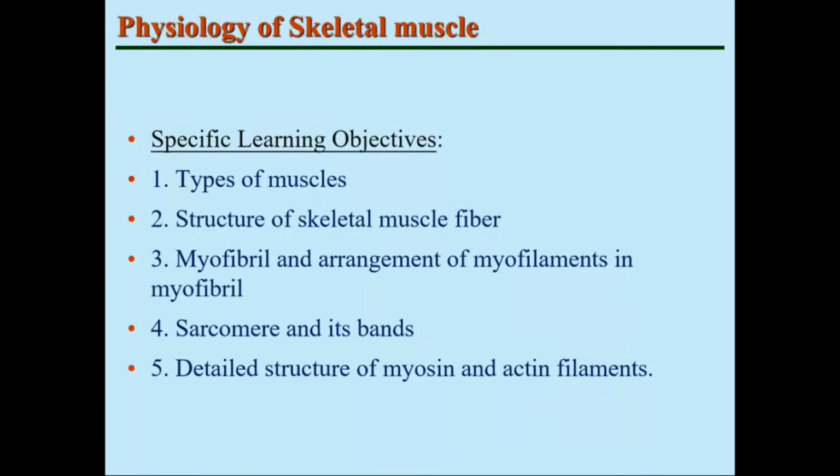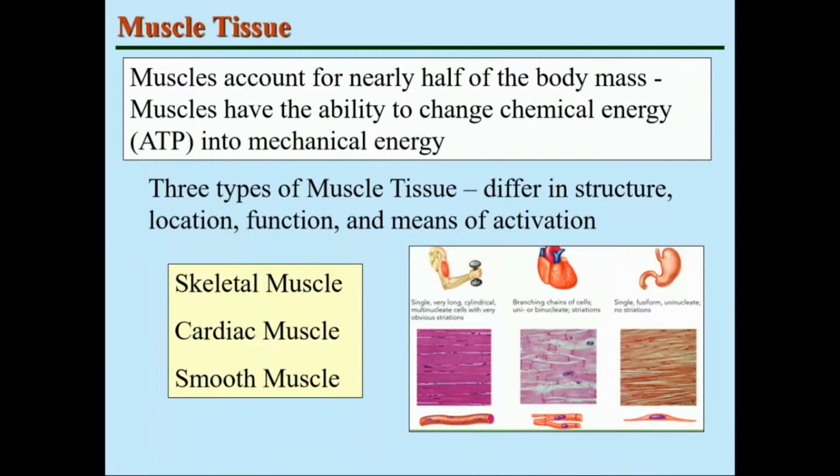These are our specific learning objectives. Number one, to know the types of muscles. Number two, the structure of skeletal muscle fiber. Number three, myofibril and arrangement of myofilaments in a myofibril. Number four, sarcomere and its bands. And finally, the detailed structure of myosin and actin filaments.